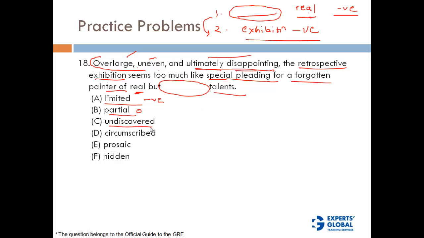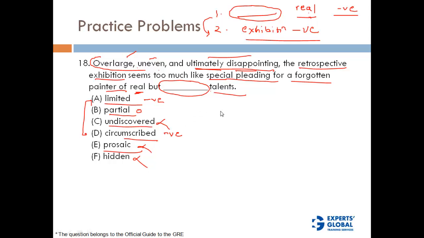Undiscovered talents. Obviously we are talking about paintings and exhibitions, so the talent is not undiscovered, so that is wrong. Circumscribed, it is a synonym of limited, so it will go in the context. It's again a negative word. Prosaic means dull, talent doesn't go well. Okay, hidden talent does not necessarily indicate that the exhibition was disappointing, so that is also not a good fit.